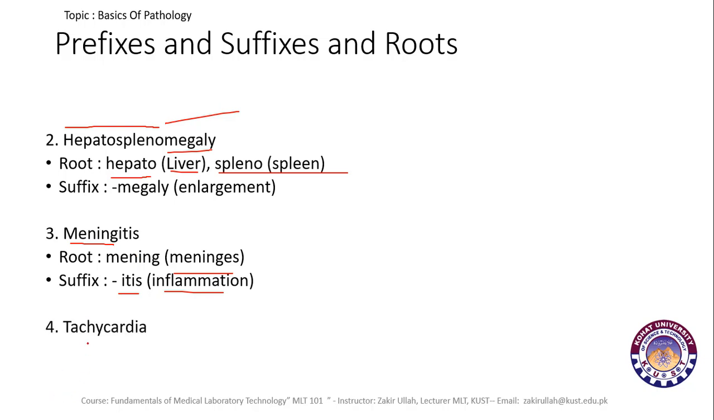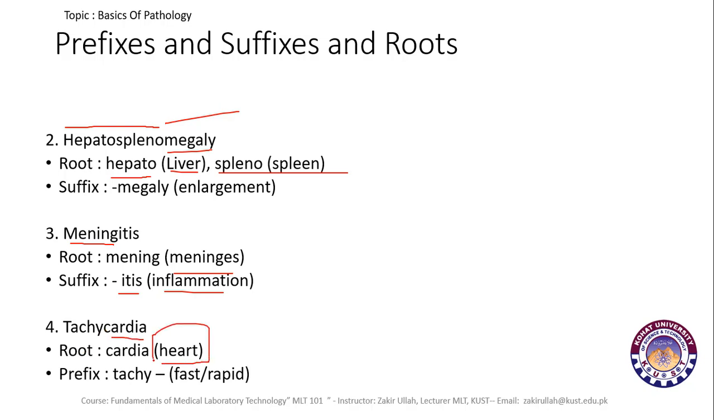Another term is also modified by using a prefix. Here the root is cardia, and cardia is taken from the heart, and the prefix is tachy, which means rapid and fast. So tachy means fast and cardia means heart. This means there is increased heart rate, increased heartbeat. So these prefixes, suffixes and roots are used in different medical terminologies to name the different conditions.